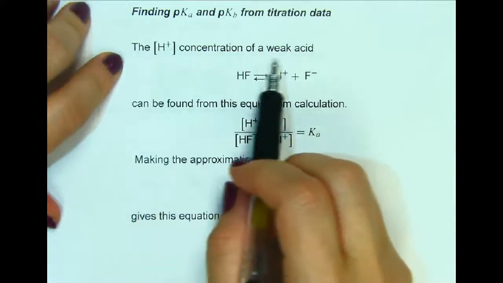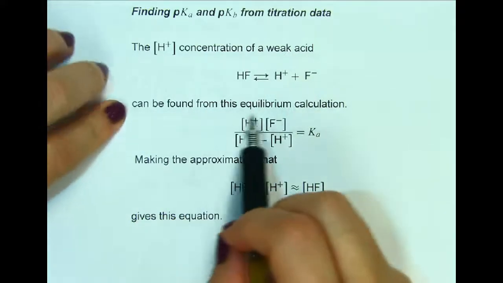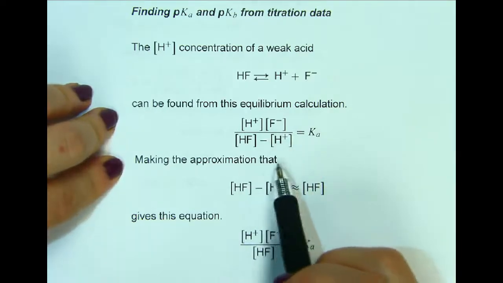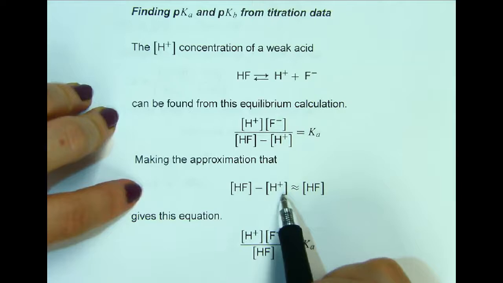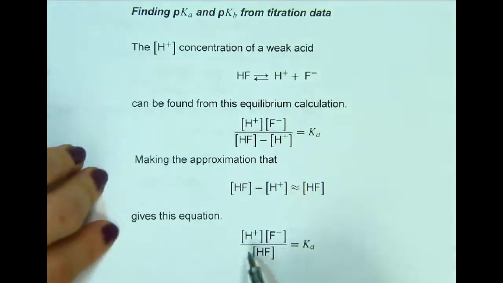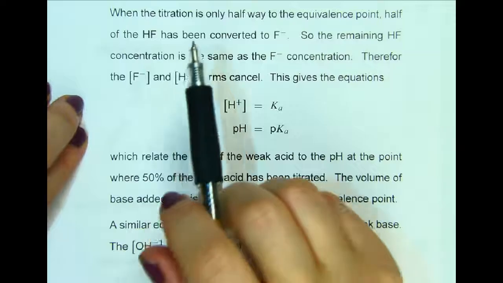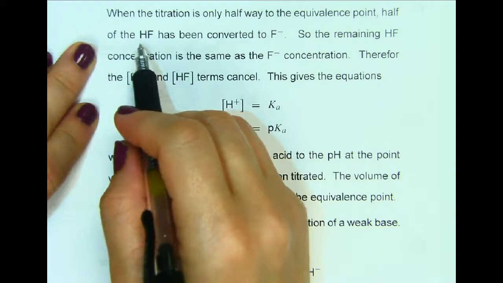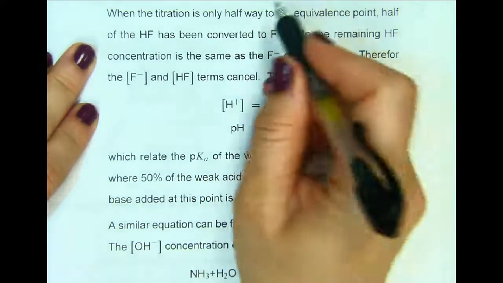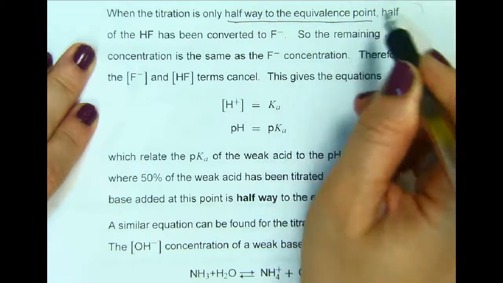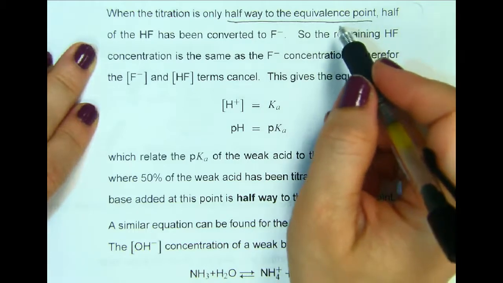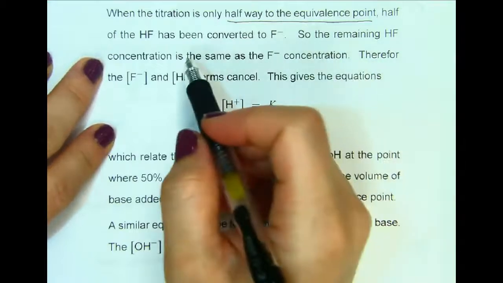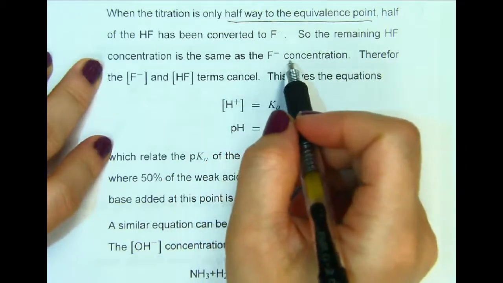So, finding pKa and pKb from titration data. The hydrogen concentration of a weak acid here can be found from the equilibrium calculation, seen here, making the approximation that hydrofluoric acid minus the hydrogen is pretty much just hydrofluoric acid, so giving us this general equation. When the titration is only halfway to the equivalence point, half of the hydrofluoric acid has been converted to fluoride. So there's something significant about being halfway to the equivalence point of a weak acid strong base titration or a strong acid weak base titration.